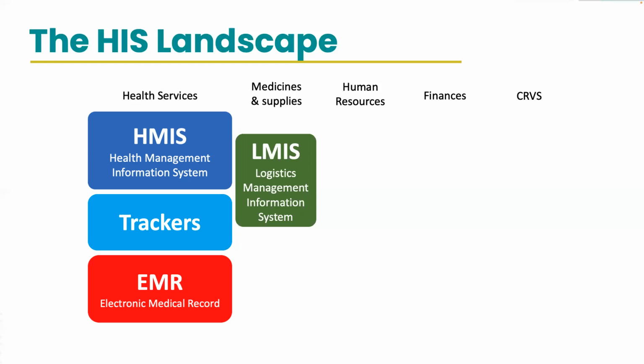So that holds information about all of your drugs and stock. And it's really designed to manage it from the national warehouse, the distribution, all the way down to individual facilities to make sure that your stock is getting there. Examples of open source LMISs are OpenLMIS or Logistimo. And you may have one of these systems in your country.